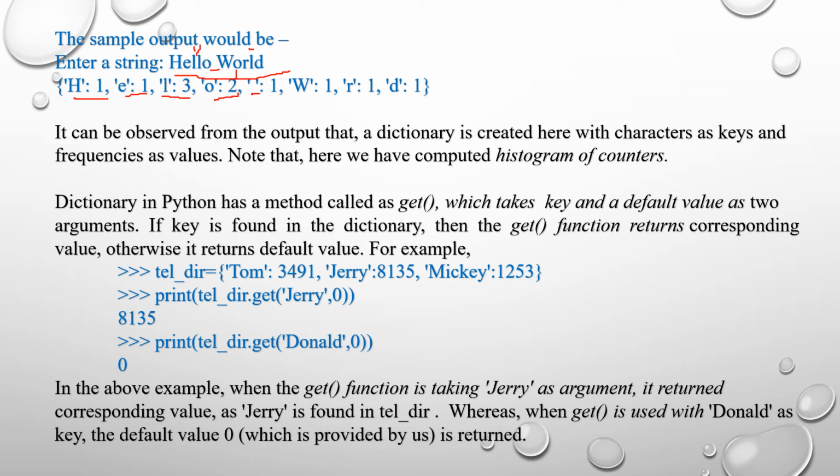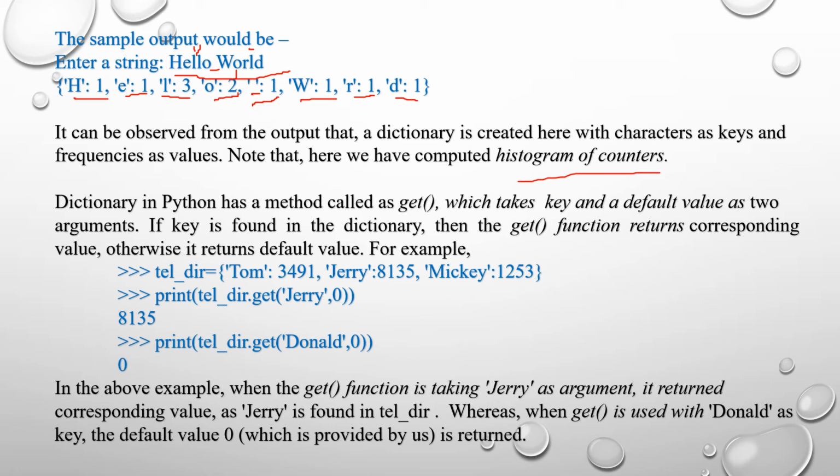After that, space occurrence is 1. Python treats space as a character, so the space occurrence is 1 here. Then W occurrence is 1, R occurrence is 1, and D occurrence is 1. So it can be observed from the output that a dictionary is created here with the characters as keys and frequency as values. Note that here we have computed a histogram of counters.